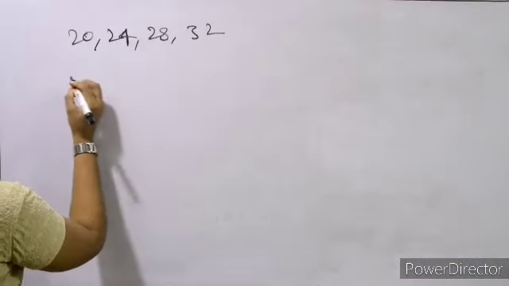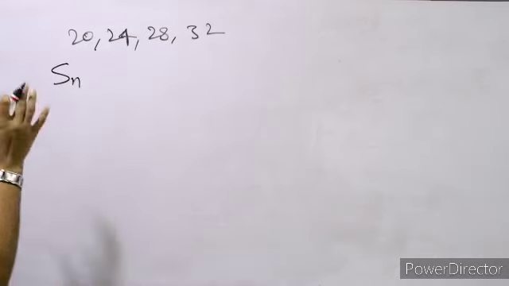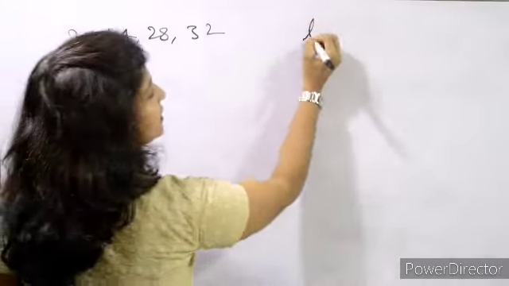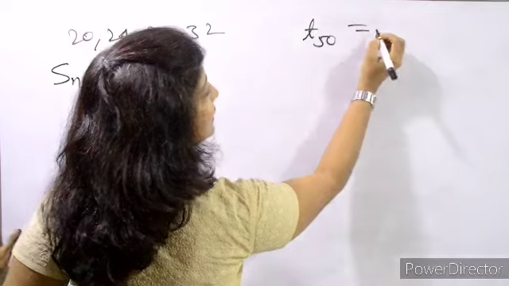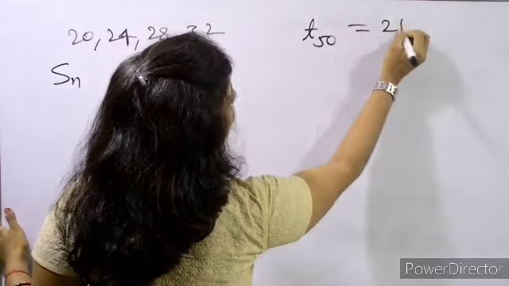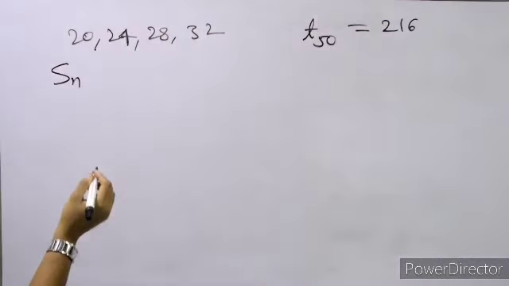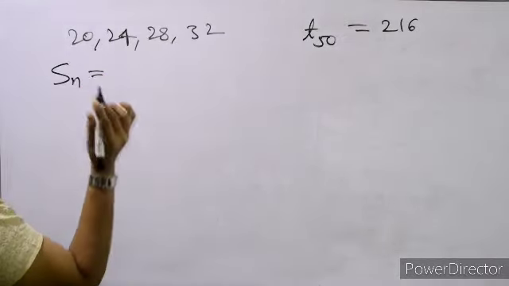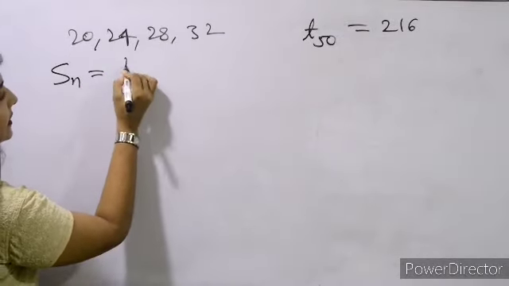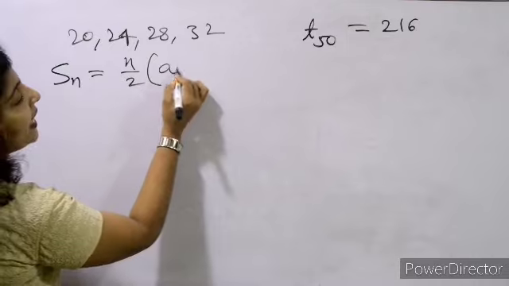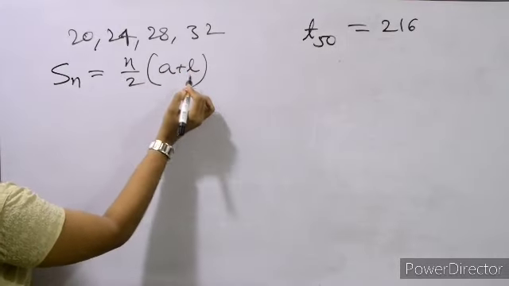For the same sequence, if we have to find Sn, the sum of 50 terms, we just found the 50th term, which was 216. Now we have to find the sum of 50 terms. There are two formulas, and as we discussed, n upon 2 times a plus l, first term plus last term.